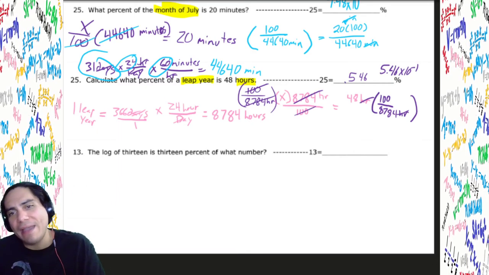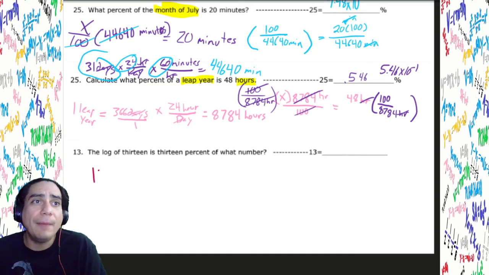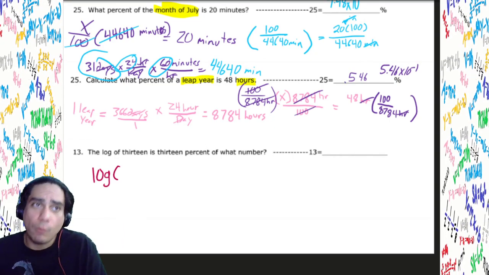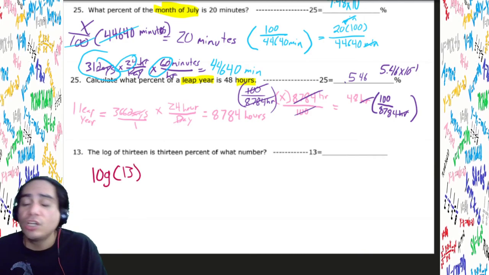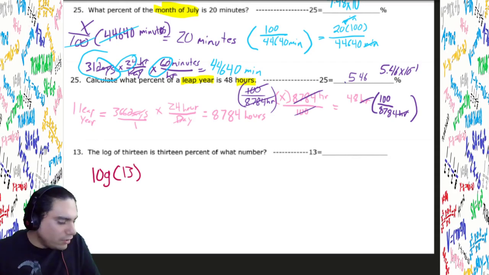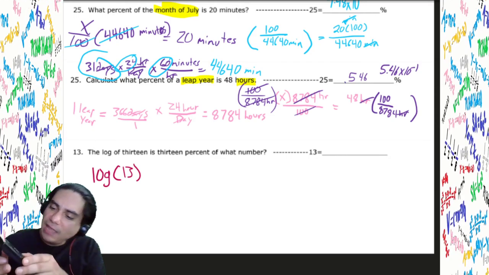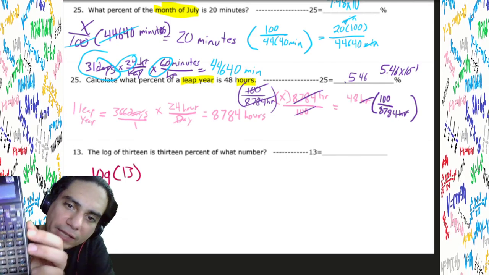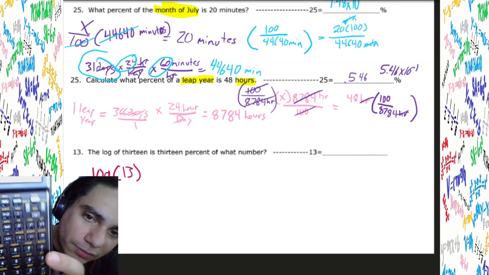I put this one as last because it involves logarithms. Now, I'm not gonna really go into logarithms yet, but I want you to understand that log 13 could be intimidating for some people. See, log 13, I don't know what I'm doing. But if you know where the log button is, it's not that hard. It's right above the y over x right here. I don't know if you guys can see it. Let me go in and put it right up there.